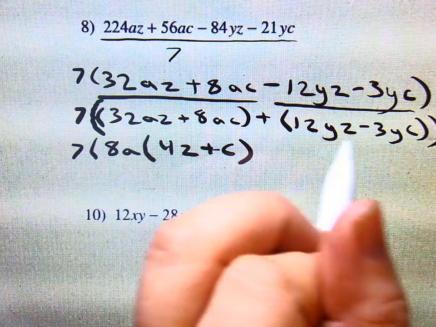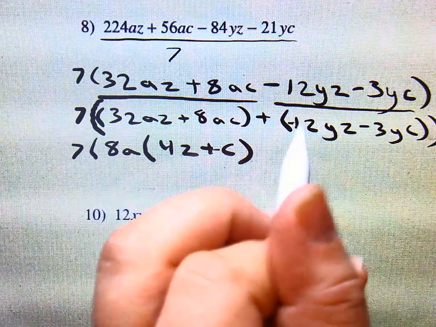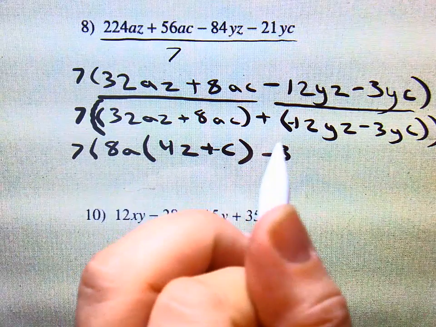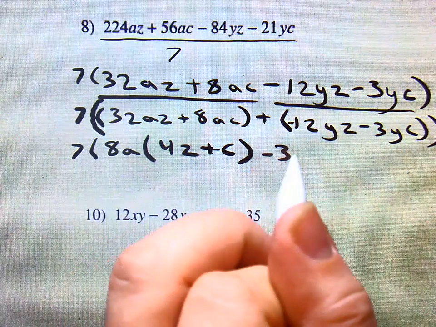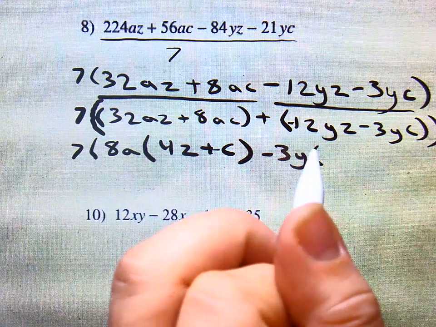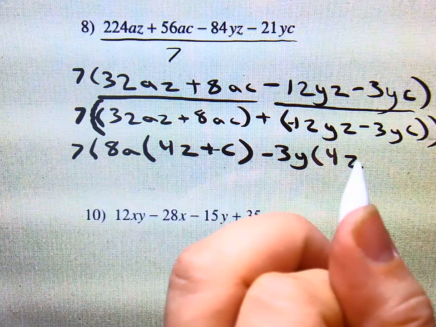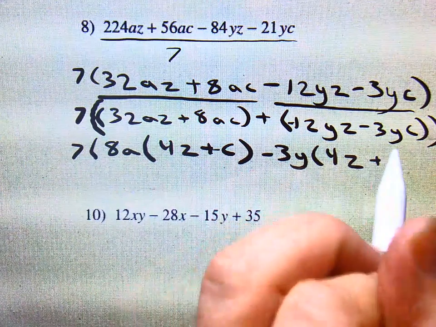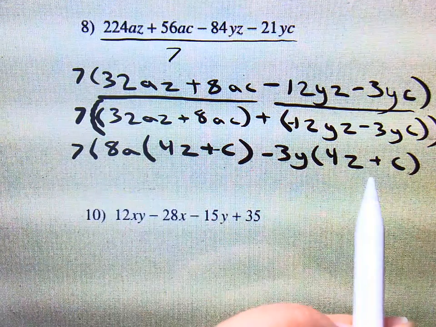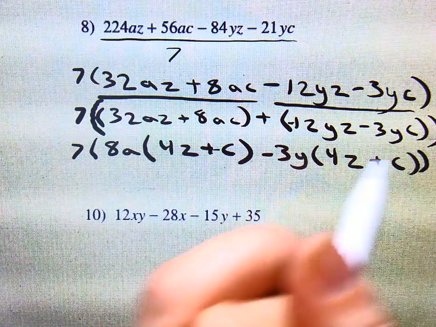And then over here, this is a negative 12. That's a negative 3. I want to make this positive. So I'm going to pull out a negative 3. And then there's a Y that is common between both of them. So that gives me a 4Z plus C. And the big thing to do is come back over here and check it and go, yep, that is the same. Excellent. That's what we want.